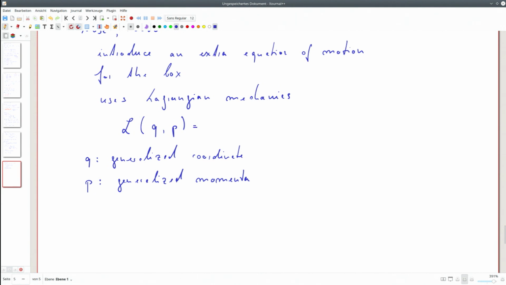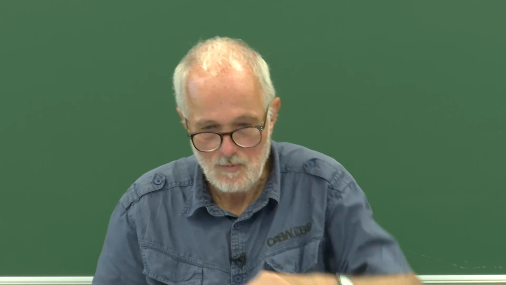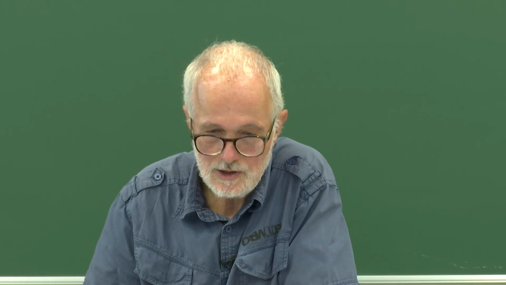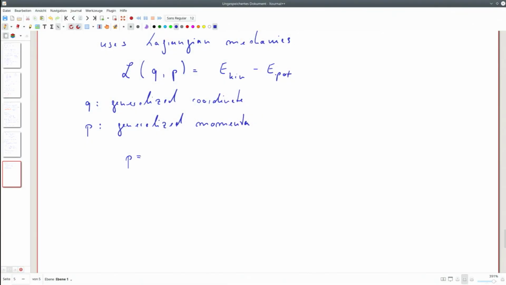And this Lagrange function is the difference between kinetic and potential energy. For a normal system, the kinetic energy is m over 2 v squared, or p squared over 2m if you use the momenta here, and the potential energy is what is caused by the binding energy also. And then, like you can derive the equation of motion in Newton mechanics, you can also get equations of motion from Lagrangian mechanics.